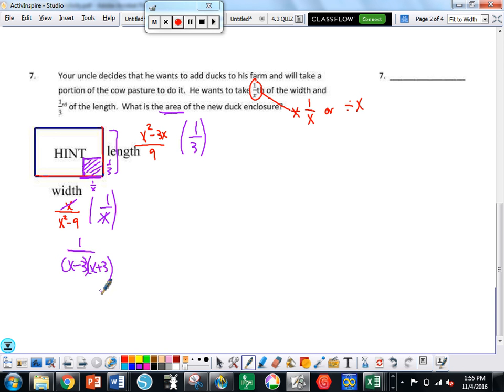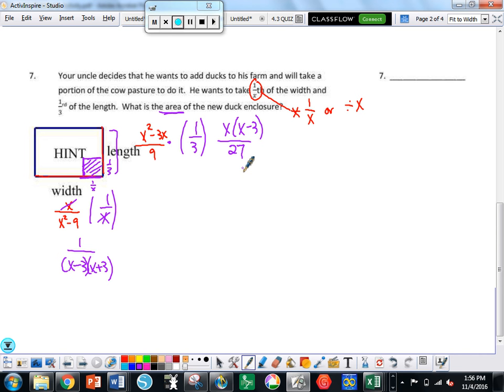That's your width of the duct, whatever I call it, the duct what? Enclosure. The duct enclosure is 1 over x minus 3, x plus 3. This one, if I factor it out, and then I multiply these together, it's going to be over 27. Nothing ends up canceling on that second equation.